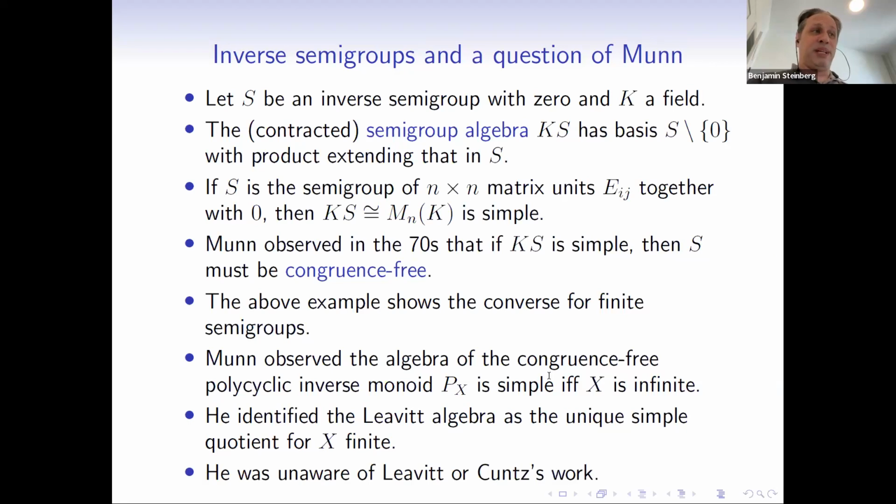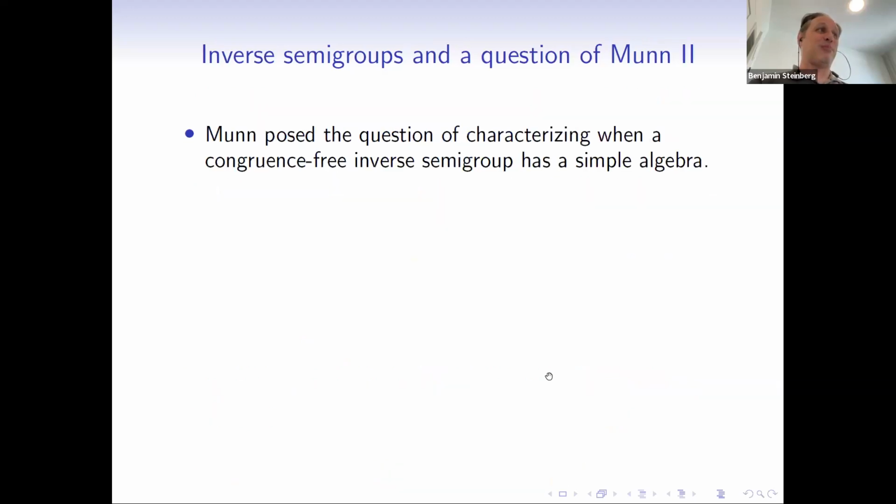He was of course completely unaware of Levitt or Cuntz's work. He just figured this out on his own. In the same paper, he also looked at a self-similar group action on an infinite alphabet in the 70s, even though he didn't define self-similar groups in general, but he actually writes one down, which was interesting. So he is a bit ahead in this paper, which is not so easy to find because it's in the conference proceedings. I had to find somebody at the university where the conference proceedings was to find it in the library. In any event, he posed the question of characterizing when a congruence-free inverse semigroup has a simple algebra.